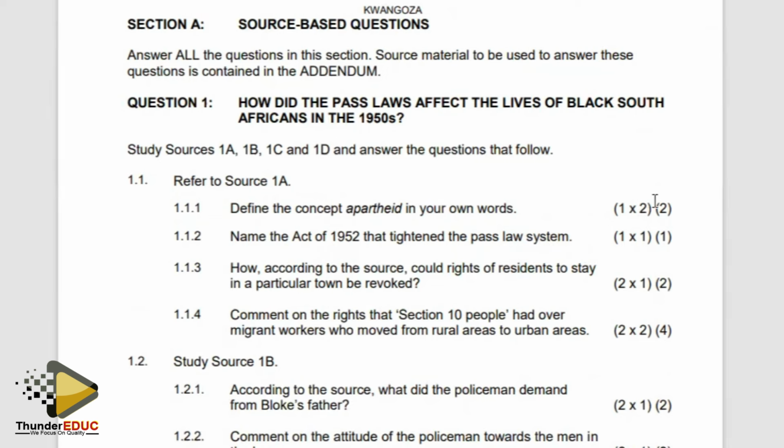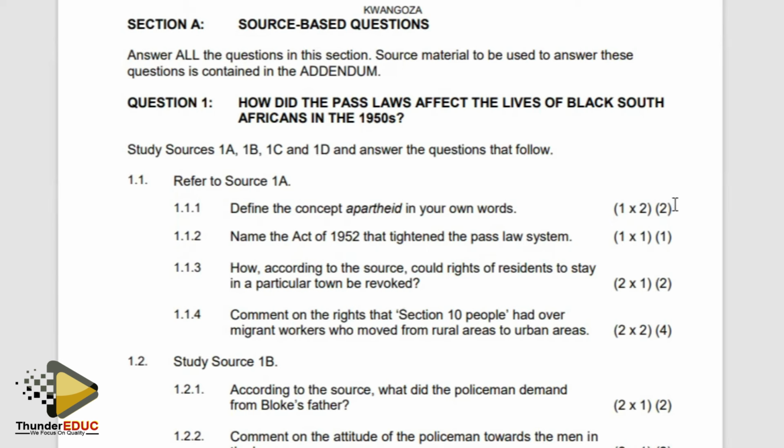Remember, history is always a source-based question paper, meaning they will give you sources. Here on this question paper, we also have the addendum. The addendum has got the sources, meaning for every question you will be referred to go use the addendum or to go and find the source.